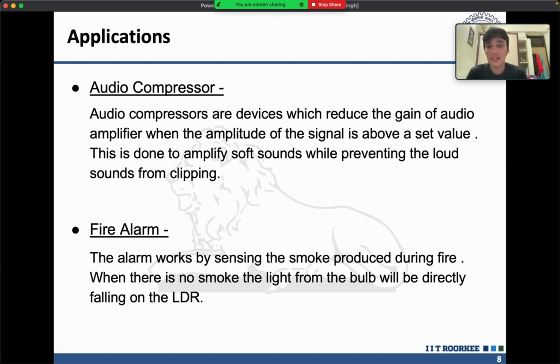Another application is the fire alarm. So the alarm works by sensing the smoke produced during a fire. So when smoke is produced, the intensity of the light coming from the bulb will decrease, so the LDR resistance will increase. So we can know, like, when there is smoke, the LDR can know when to ring the fire alarm.